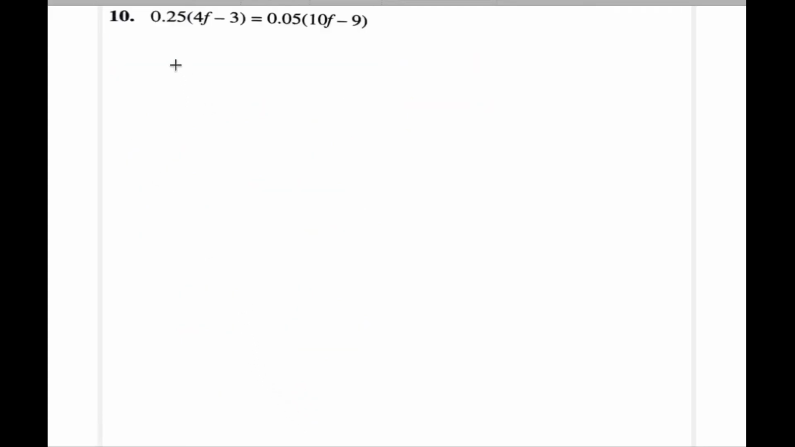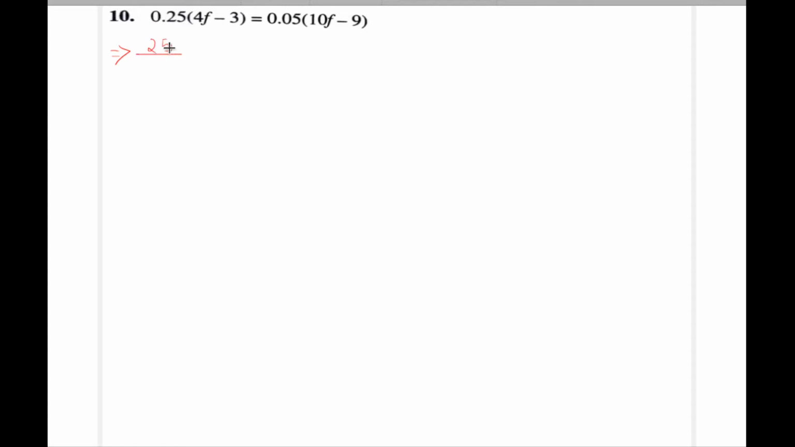Now move to the last question. 0.25 multiplied by (4f minus 3) equals 0.05 multiplied by (10f minus 9). Here the variable is f. Okay, now it is in the decimal system. Now see, it is in the decimal system, but we can convert this into fraction form. How?